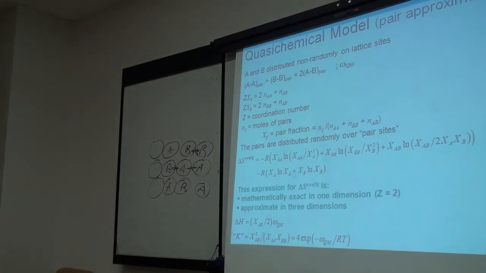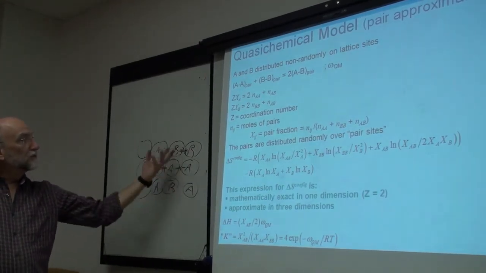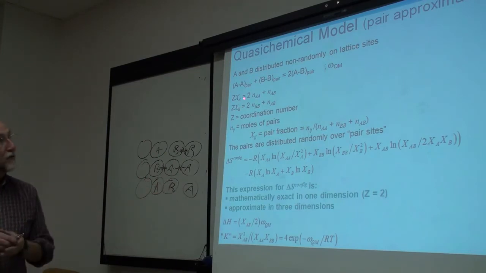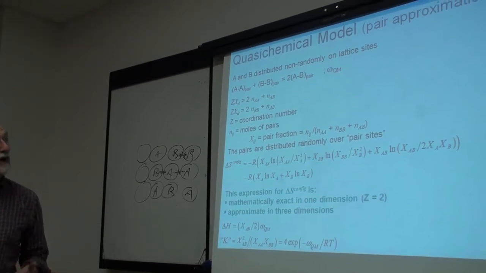Okay. So let's do the mathematics for the next couple of minutes for the quasi-chemical model. This is what we're considering: an AA pair and a BB pair form two AB pairs in the solution. For that pair exchange in the solution, we have omega, which is the parameter of the quasi-chemical model.